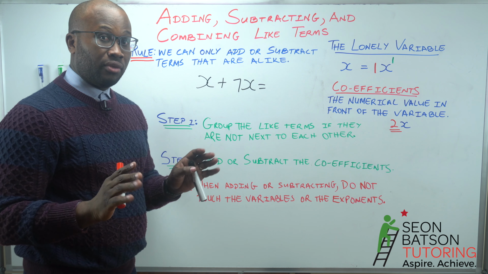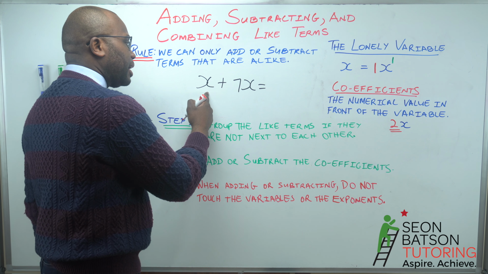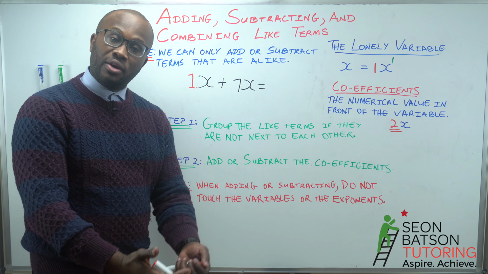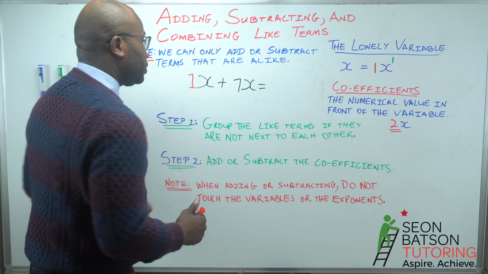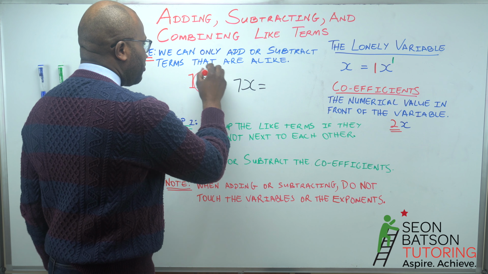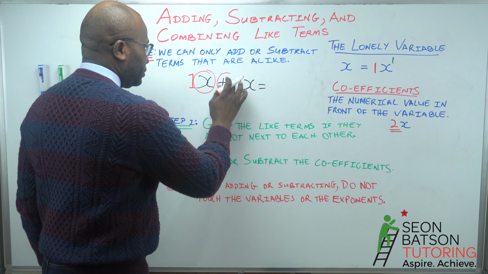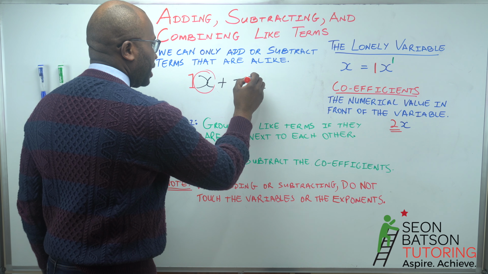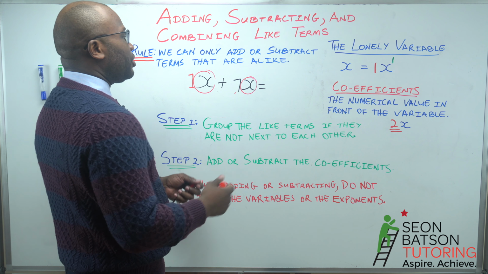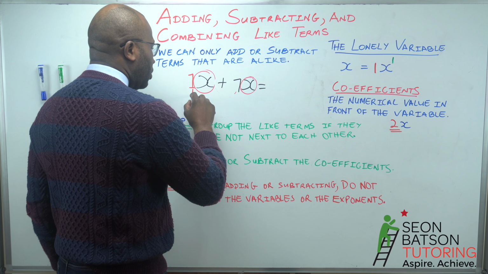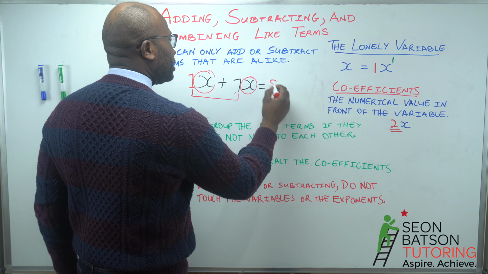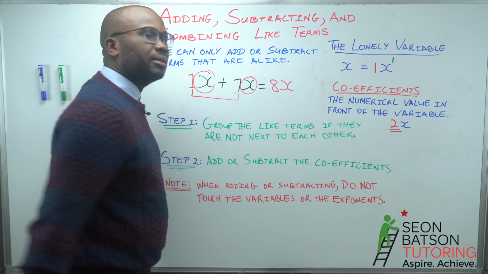Remember, the lonely variable, whenever the variable is by itself, there's always a 1 in front of it, or the coefficient is always 1. So here, again, our terms are alike because they have the same variable. Same variable, x. Yes? So because the variables are the same, we can add. And when we're adding, we're only adding the coefficients. 1 and 7, or 1 plus 7 gives us 8. So the answer is 8x.